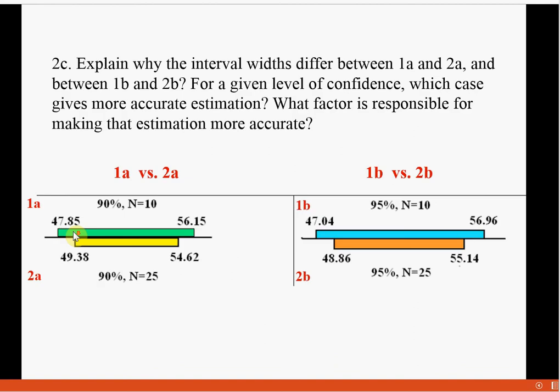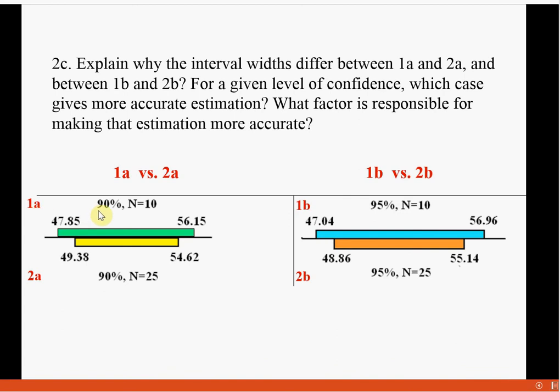Now we need to answer 2C. Explain why the interval width differs between 1A and 2A and between 1B and 2B. For a given level of confidence, which case gives more accurate estimation? And what factor is responsible for making that estimation more accurate? Let's first just focus on the comparison between 1A and 2A.